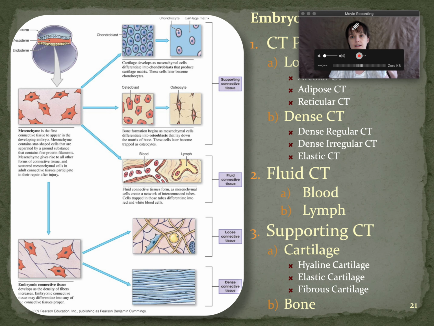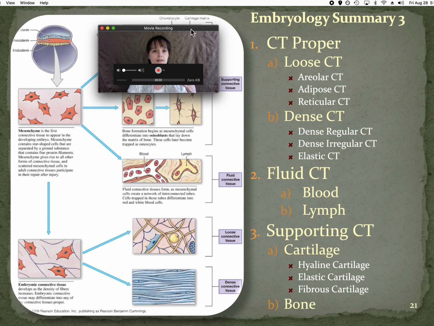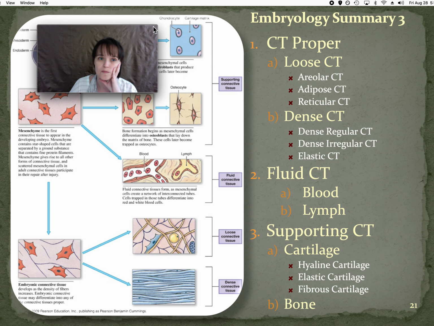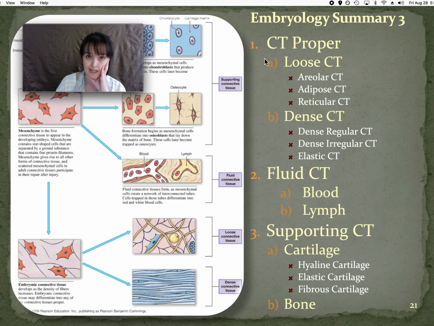Now we'll look at the next slide after we move my face out of the way. Well, here, let's see. Mesenchyme is the embryological connective tissue, and it can turn directly into the supporting connective tissues, fluid connective tissues. It also turns into embryonic connective tissue, which turns into then the two connective tissues proper. So let's learn this classification because you need to know.